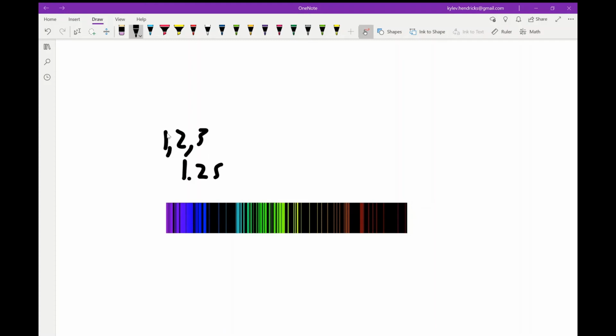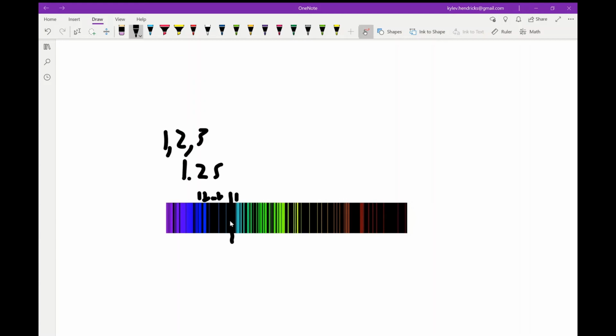Quantized means it's either 1 or it's 2, and you can see it here. It's either here or it's here. It's not in between. There's no in between area. It's here or it's here. This in between area is not included in the light spectrum.